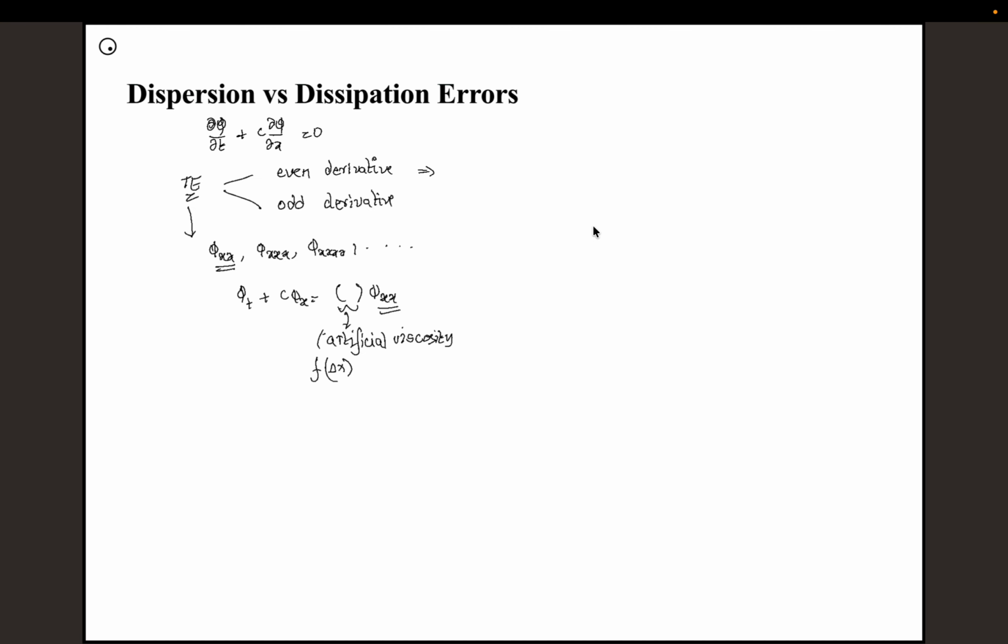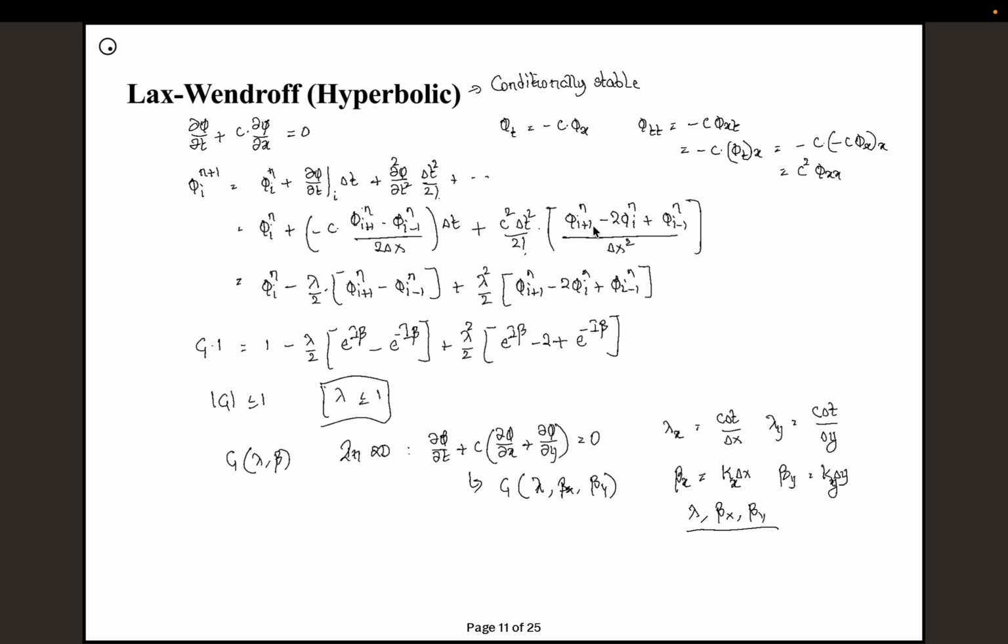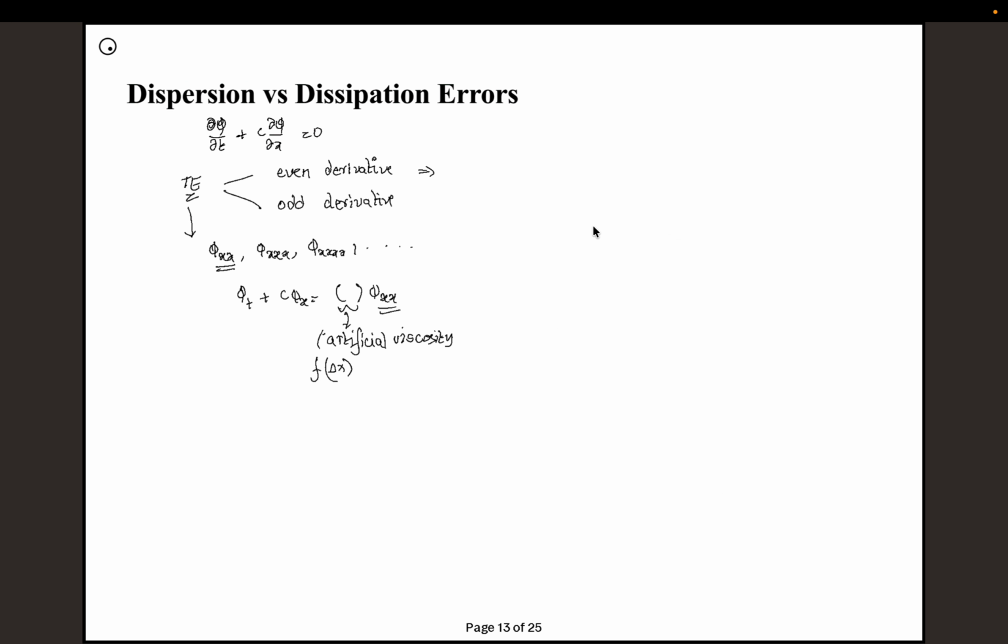On the other hand, if you are using some other scheme in such a way that you can eliminate this double derivative coefficient, like we did last week with the Lax-Wendroff scheme, and you do the Taylor series analysis of the truncation error term, the coefficient for this double derivative will turn out to be 0. But then, instead of a double derivative, you will end up getting some non-zero coefficient for the triple derivative, which is an odd derivative. So this is dissipation.